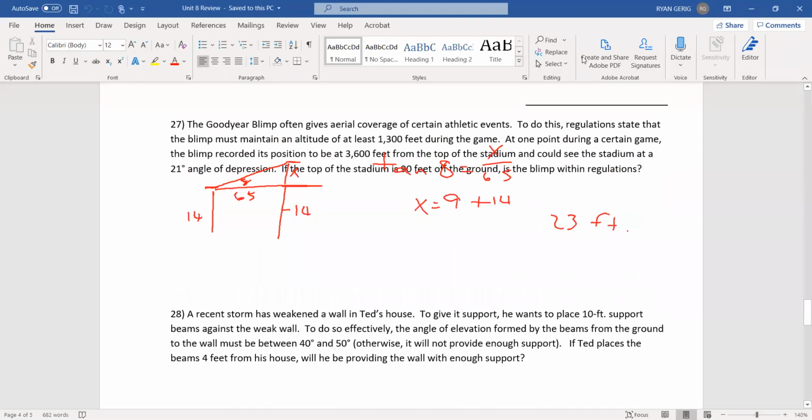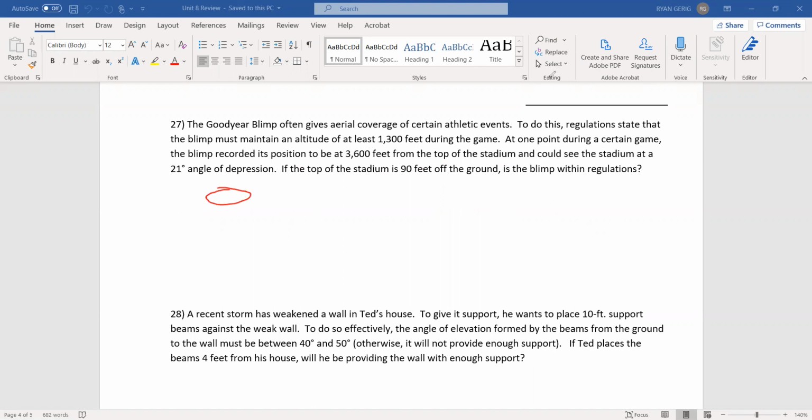The Goodyear blimp often gives aerial coverage of certain athletic events. To do this, regulations state that the blimp must maintain an altitude of at least 1,300 feet during the game. So there's a blimp. Let's draw an oval there. Altitude of 1,300 feet. At one point during a certain game, the blimp recorded its position to be 3,600 feet from the top of the stadium and could see the stadium at a 21-degree angle of depression.